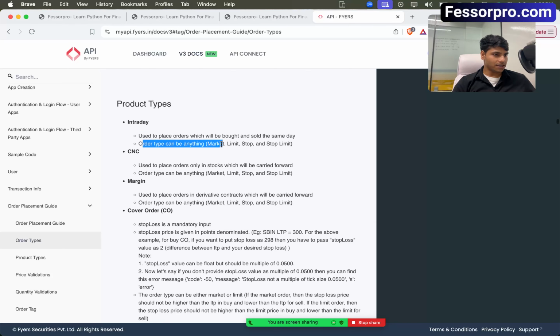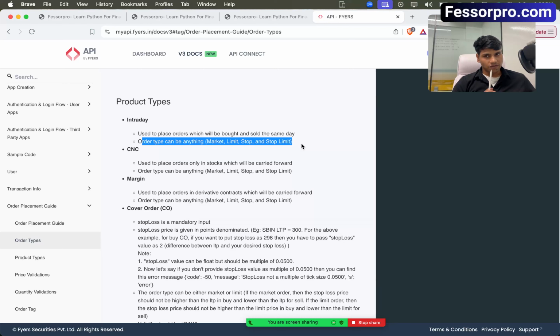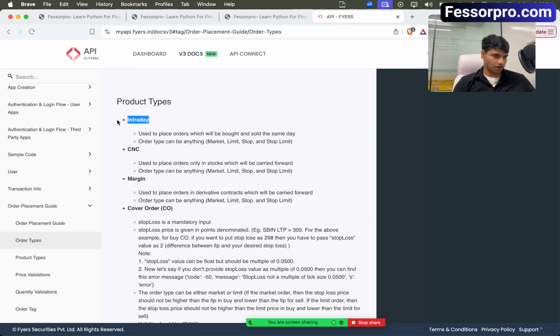Order type can be anything: market, limit, stop order. So if you want your order to be executed or filled that day itself, you'll place an intraday order. Then you have CNC order, used to place orders only in stocks which will be carried forward. So if you want to carry forward your position for more than one day, you will place a CNC order. Order type can be anything.